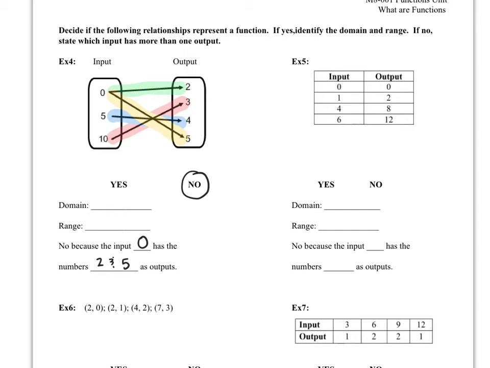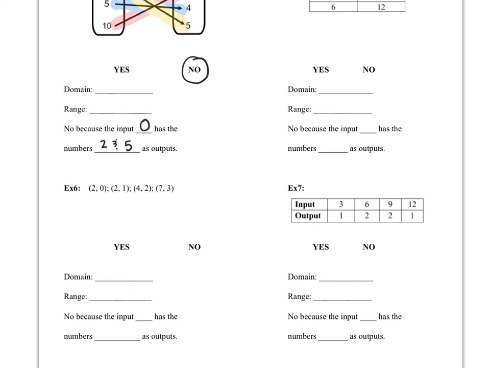If I were to have a function, here I would just list my domain, which would be all my input numbers, and my range, which would be all my output numbers. Let's try example 6. So on example 6, I'm trying to decide if this is a function. Now, inputs I know are my variable x, and outputs are my variable y. So my first input is 2, and it has an output of 0. My next input is also 2, and it has an output of 1. So what this would mean is, no, this is not a function, because the input of 2 has 2 different outputs of 0 and 1.